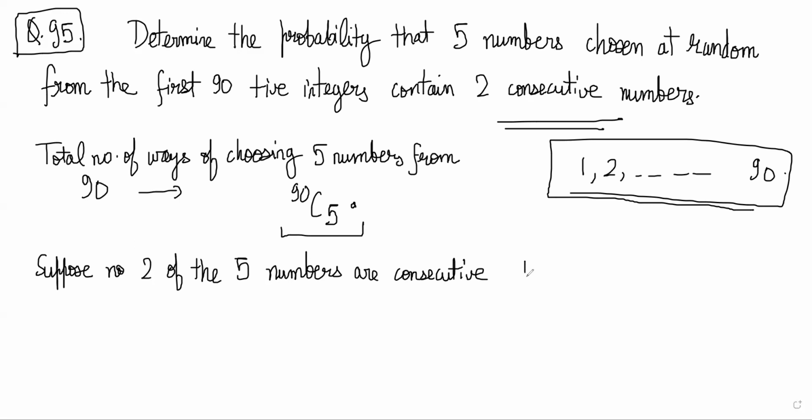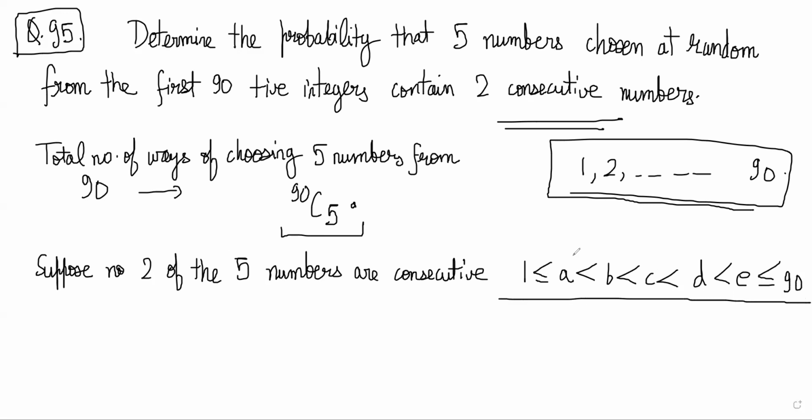So basically what we are saying is 1 is less than A. Let the 5 numbers be A, B, C, D, E. We have A less than B less than C less than D less than E less than or equal to 90. This is the condition. The 5 numbers chosen are not consecutive, right? Therefore, there is a strict inequality between these 5 numbers. And the minimum number can be 1 and the maximum number could be 90.